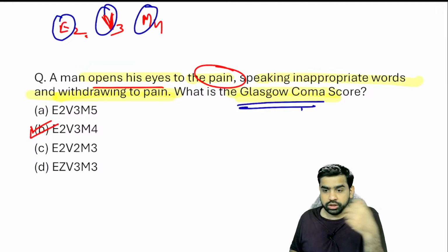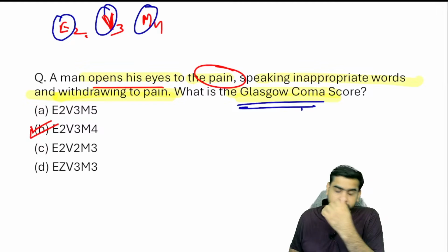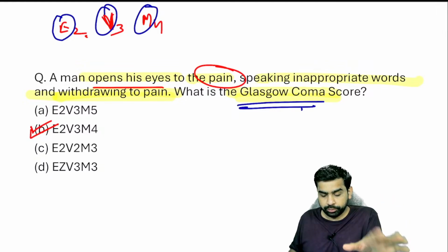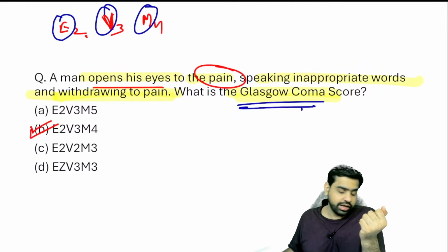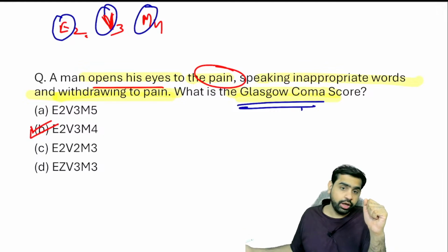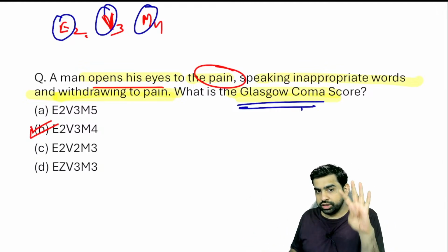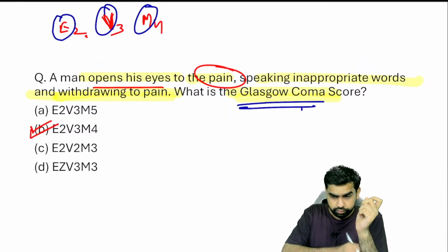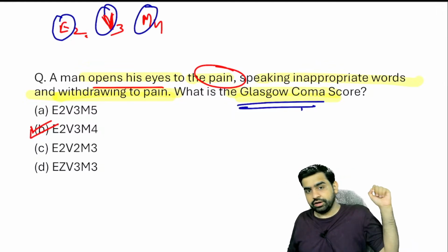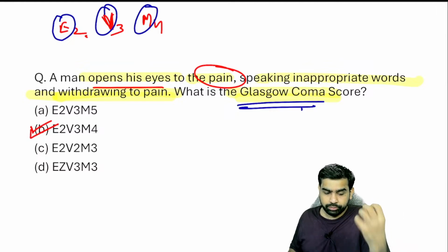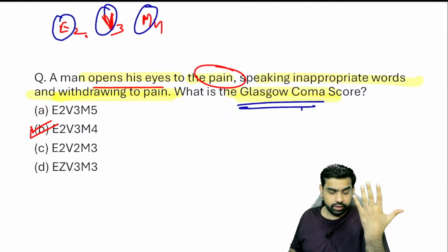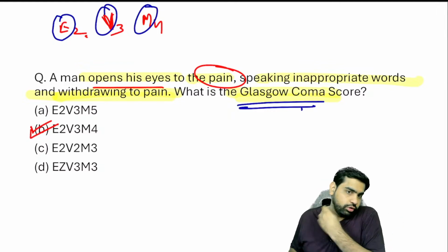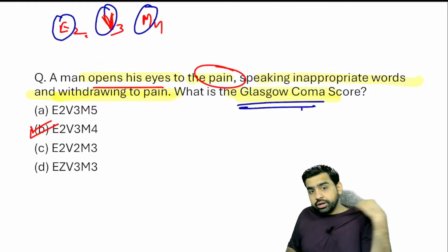And then what about the motor response? In the motor response, we have M6. M6 says that the patient is following commands. You ask the patient to lift the hands, lift the legs, and the patient is able to follow the commands properly. What is M5? M5 is that the patient localizes the pain. When you pinch the patient, the patient localizes the pain. That is M5. What is M4? M4 is when you give a painful stimulus and the patient takes the hand away. That is M4. What is M3? M3 is abnormal flexion, M2 is abnormal extension, and M1 is no movement at all. So this is the GCS, the Glasgow Coma Scale of the patients.